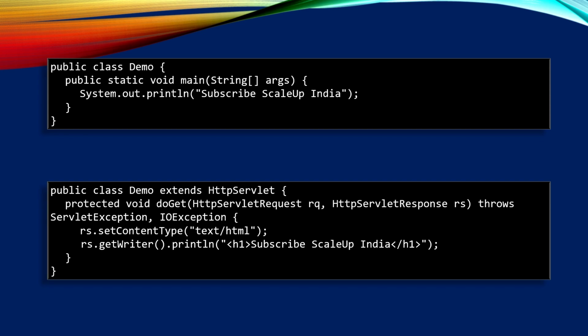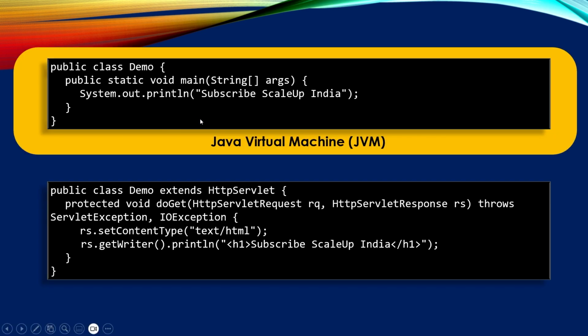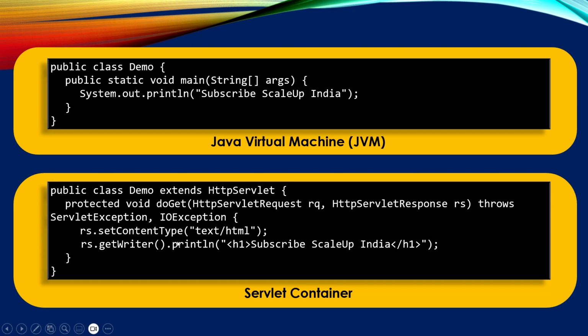Now, in order to run your demo application, you need a Java Virtual Machine, because it is going to provide you the runtime environment in order to run your code. Same way, in order to run this demo servlet, we need a servlet container. Now this servlet container is again going to provide you a runtime environment, and this servlet container will be provided by a specific web server. So that can be Apache Tomcat, that can be Jetty, Glassfish also, or it can be anything. But the most common one and the easily available is Apache Tomcat, so we will be using that.